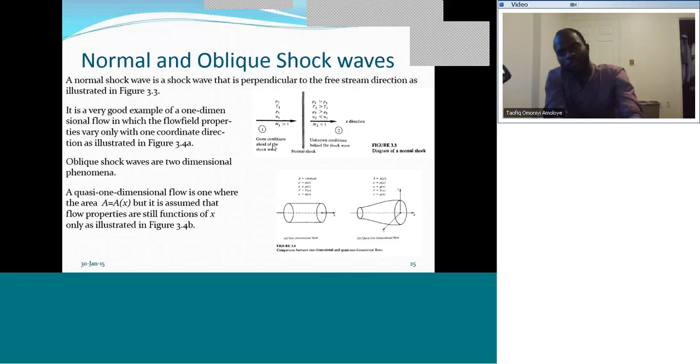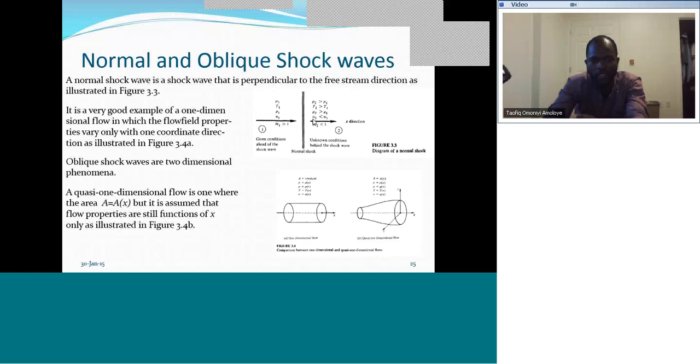Oblique shock waves are two-dimensional phenomena. Then we can define a quasi one-dimensional flow. When you say quasi one-dimensional flow, that means it is in real life not a one-dimensional flow, but because of some assumptions, we can now model it as a one-dimensional flow.